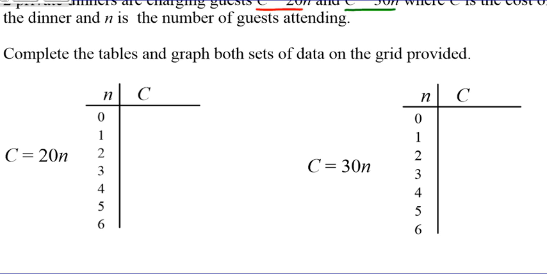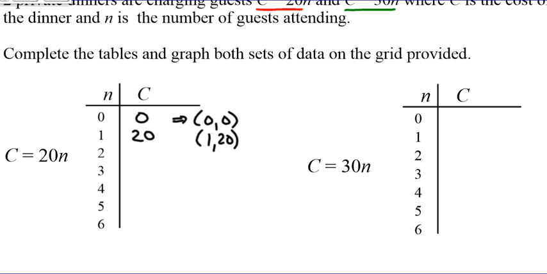Give it a try. So you're going to graph. If there's no guest, what's the cost? 0. One guest, the cost will be 20. So come up with the table of values. You can then create ordered pairs, and I want you to graph that on the graph that's there.